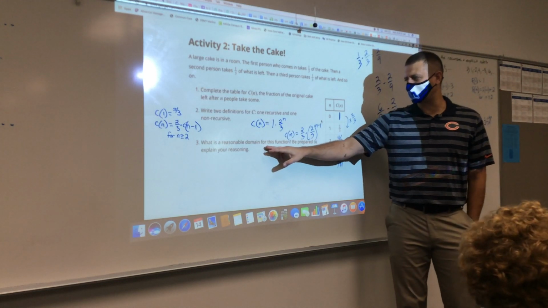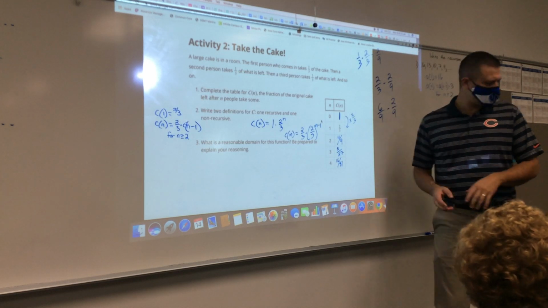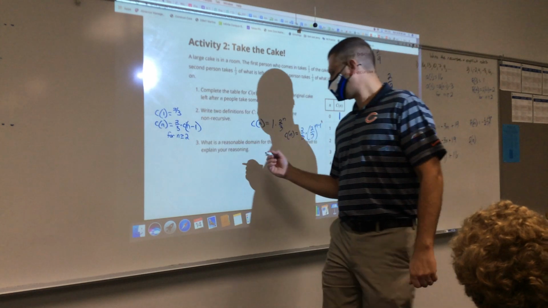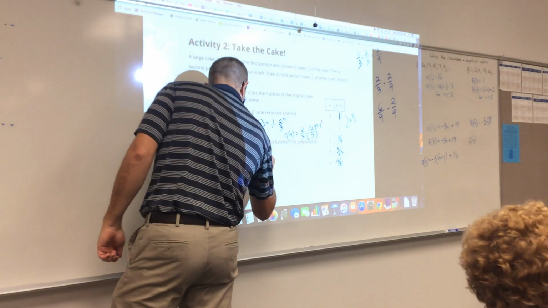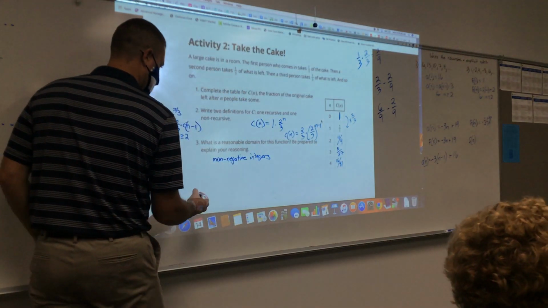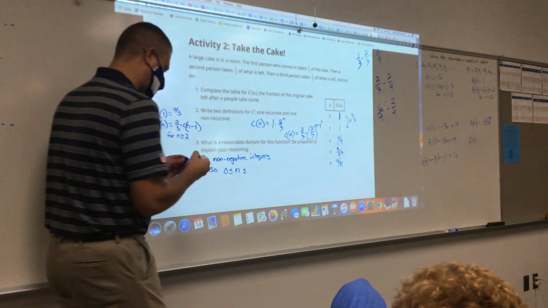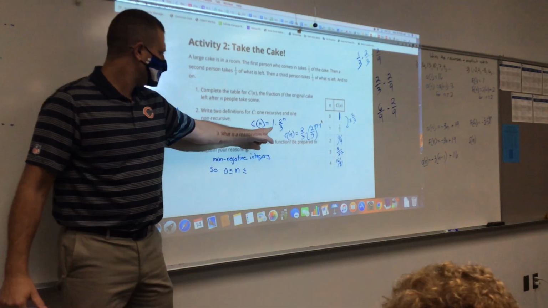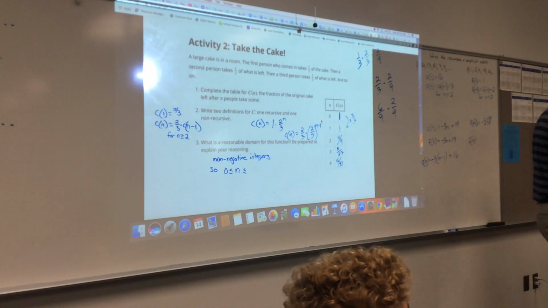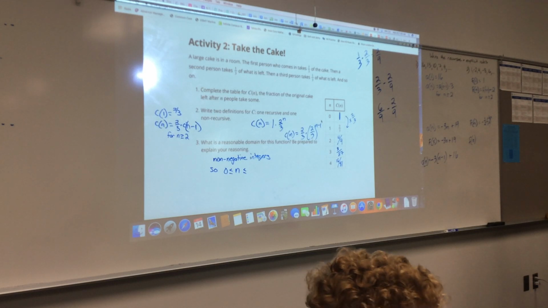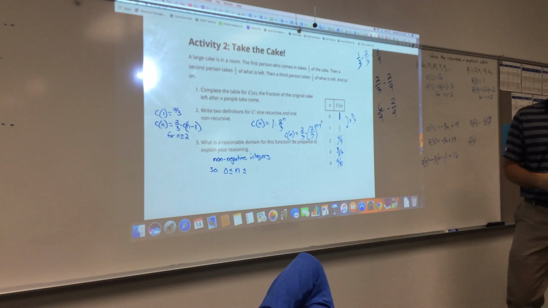So, what is a reasonable domain? I would probably say non-negative integers, until, I'm going to have you guys do some calculations for me. Integers. So 0 less than or equal to n, which is less than or equal to... 1 times. What's 2/3 to the 10th power? Somebody help me out. 2/3 to the 10th power. Okay. 2/3 to the 10th?